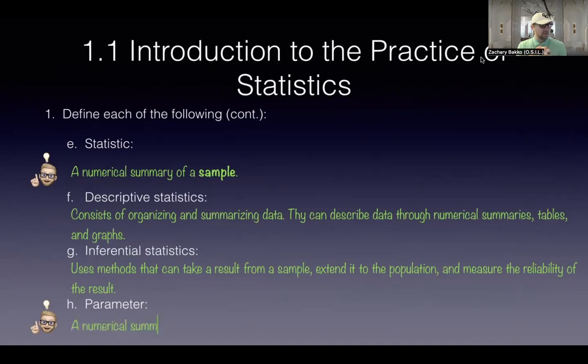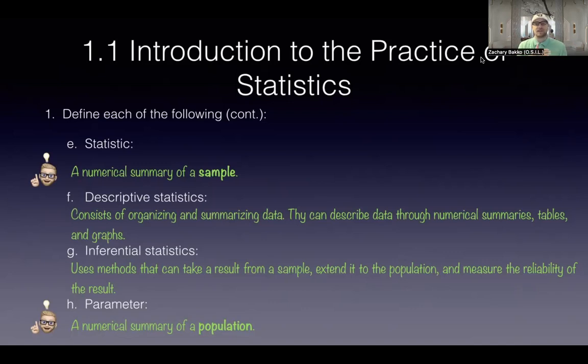A parameter is a numerical summary of a population. So if I said the population mean was 62.7%, we could say, okay, that was a parameter. So you see my little light bulb pictures there. Those ones are really important to remember, especially when we're starting probability.